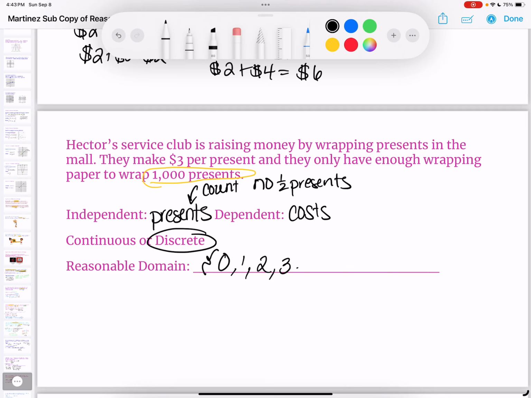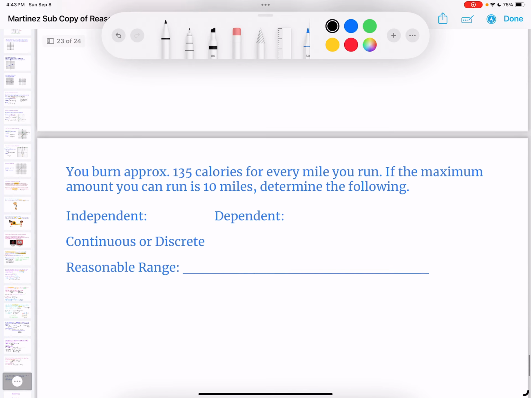Okay. Whew, last problem. So it says you burn approximately 135 calories for every mile you run. If the maximum amount you can run is 10 miles, determine the following. So the independent is miles, which is something you could measure. You could have half of a mile, right? And the dependent is calories. So the more miles you run, the more calories you burn. Okay? Because you can measure in half, that is continuous. So range means the number of calories.